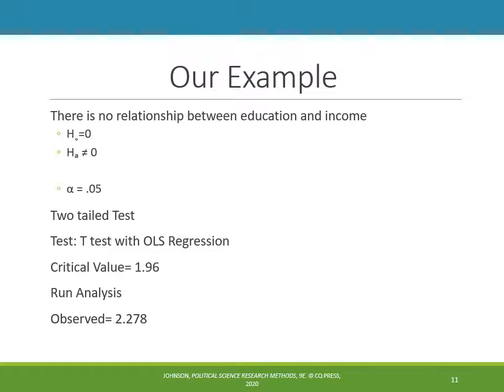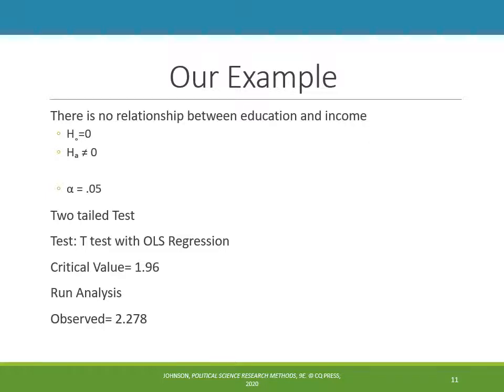I did my calculations and my observed t-value comes out to be 2.278. So remember, the critical value is the number that you have to hit in order for there to be a statistically significant difference within your data. In order for there to be a relationship there, you have to hit 1.96. So instead of 1.96, I got over 1.96. It's 2.278. And this means that my observed value is higher than my critical value.